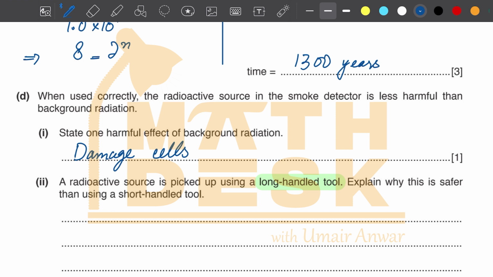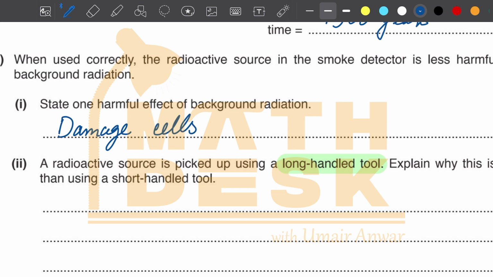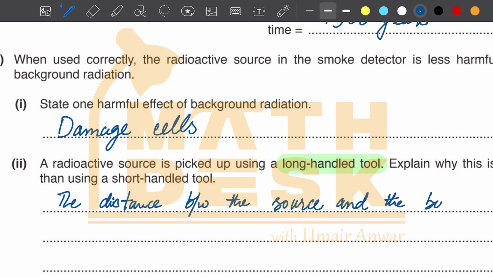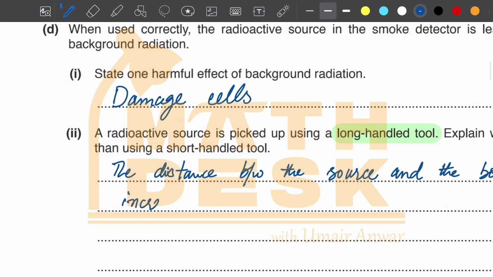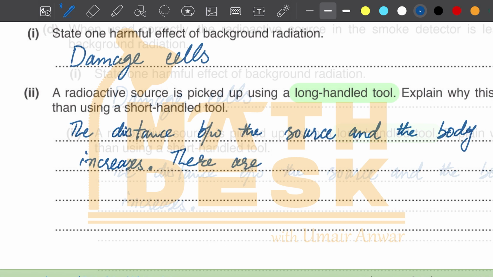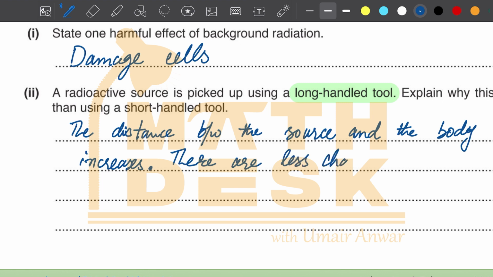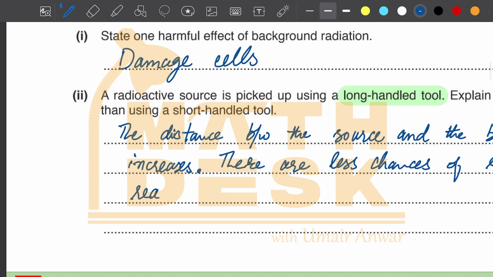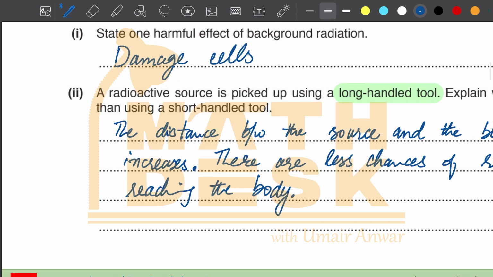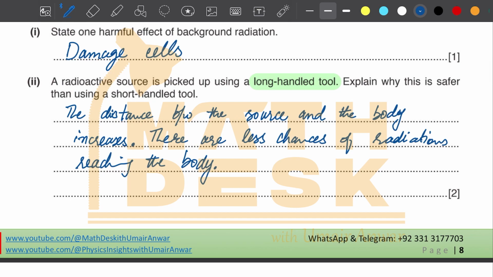So the first thing is, if we are using a long handled tool, the distance between the source and the body increases, which is obviously safer. So as a result, there are fewer chances of radiation reaching the body. So that is why the long handled tool is much better than using a short handled tool. So with this part, the question ends here.